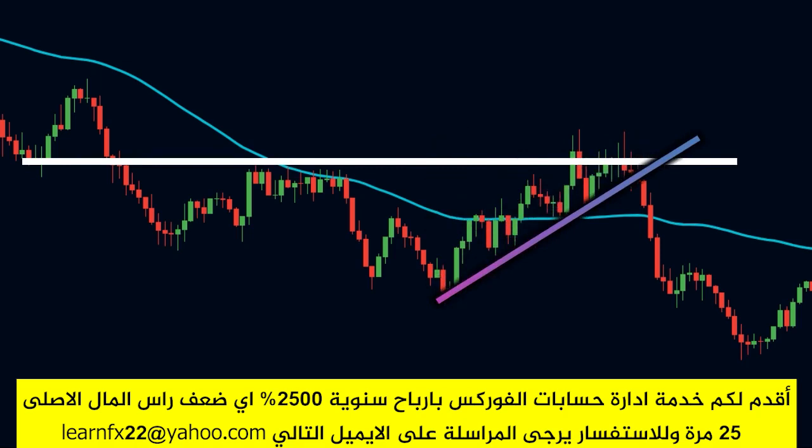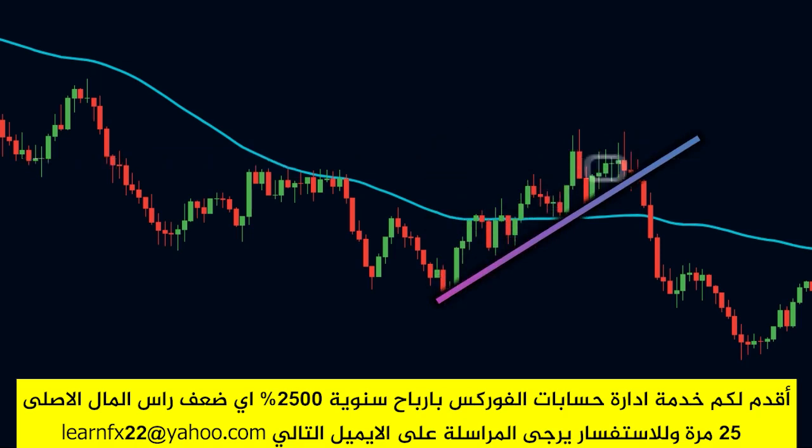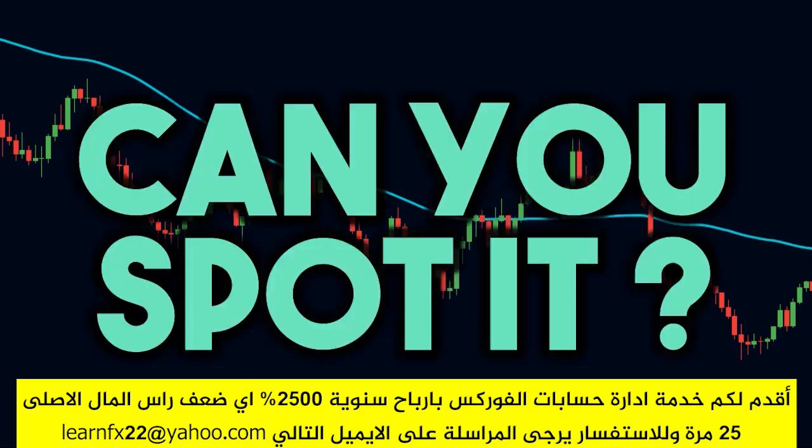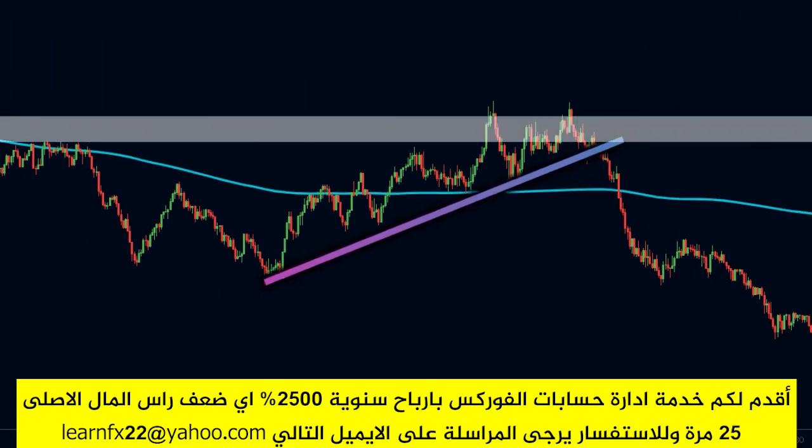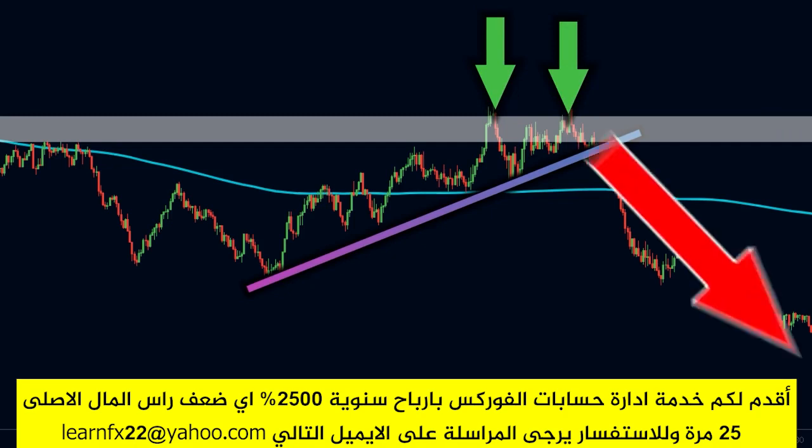But before the price breaks the trend line, we have a very good chart pattern that develops here. Can you spot it? Let us go down to a smaller time frame to see it. Here we are on a 1-minute chart. Here is the same short-term trend line and here is the resistance. We have a double top chart pattern that develops here. This is also a sign of a downtrend.